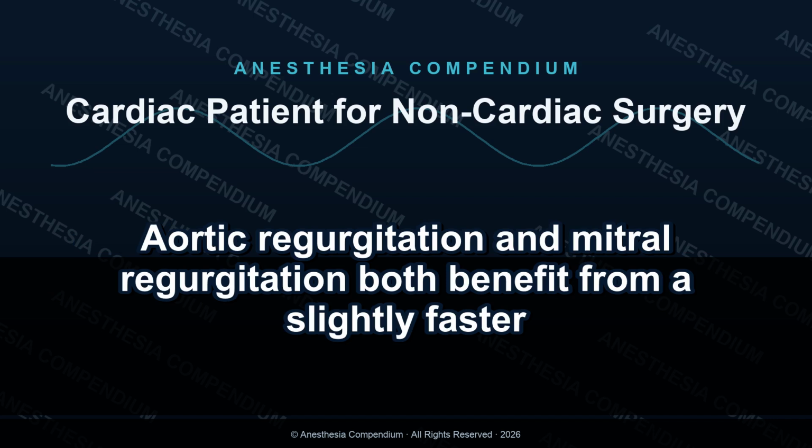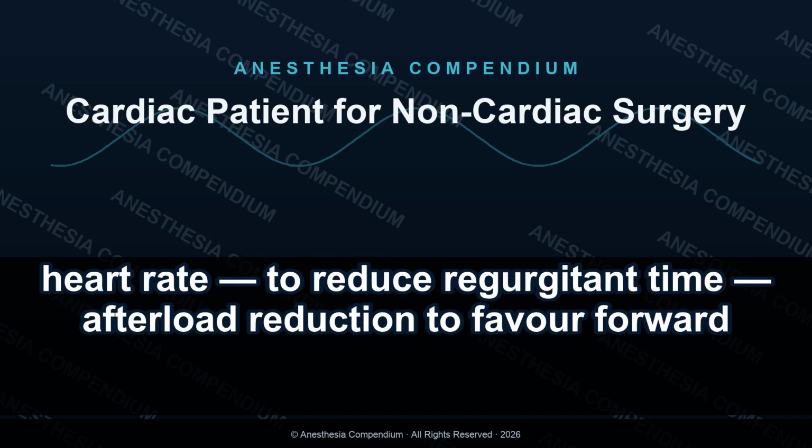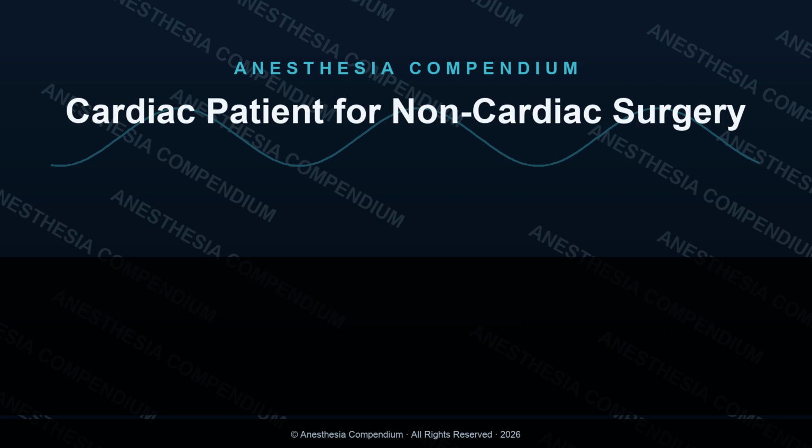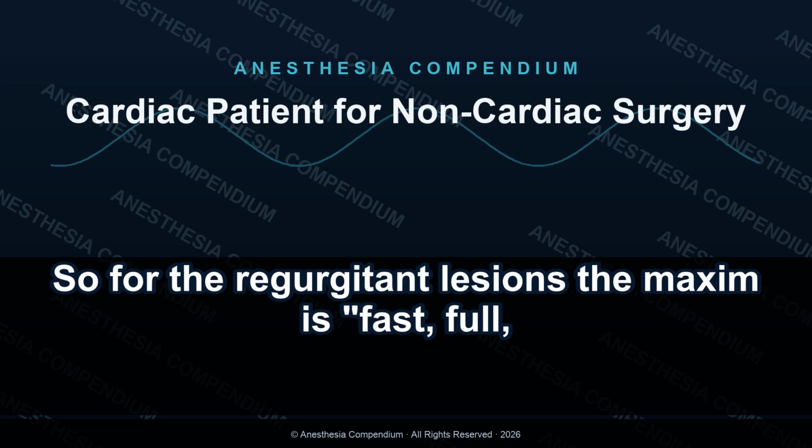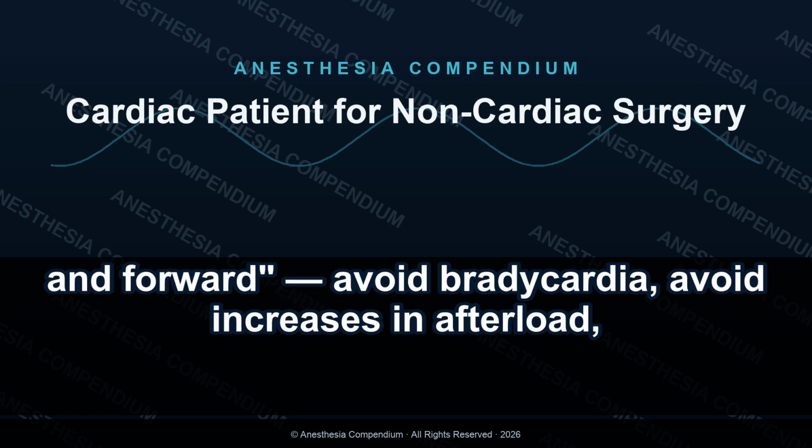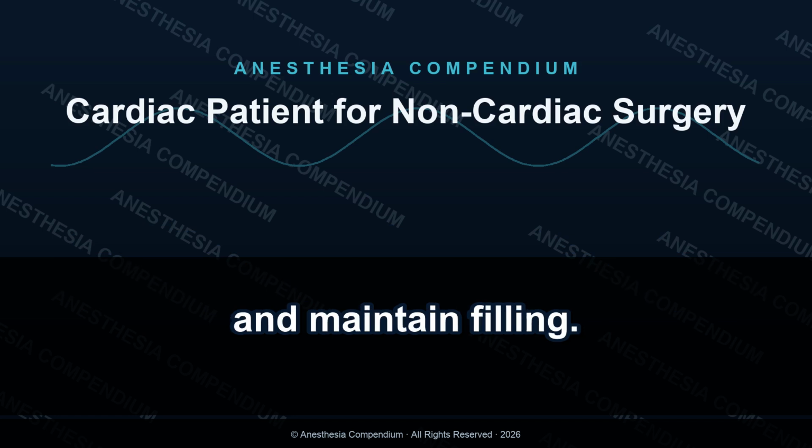Aortic regurgitation and mitral regurgitation both benefit from a slightly faster heart rate, to reduce regurgitant time, afterload reduction to favor forward flow, and maintained preload. So for the regurgitant lesions, the maxim is fast, full, and forward. Avoid bradycardia, avoid increases in afterload, and maintain filling.